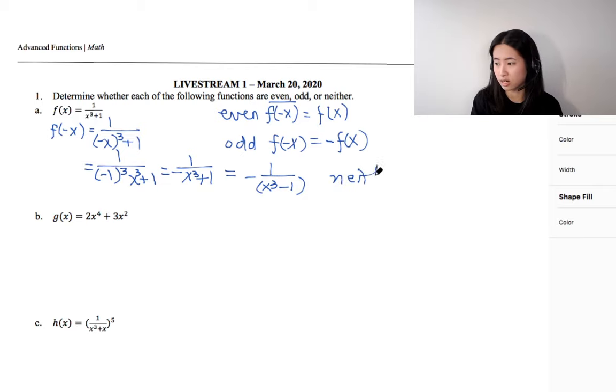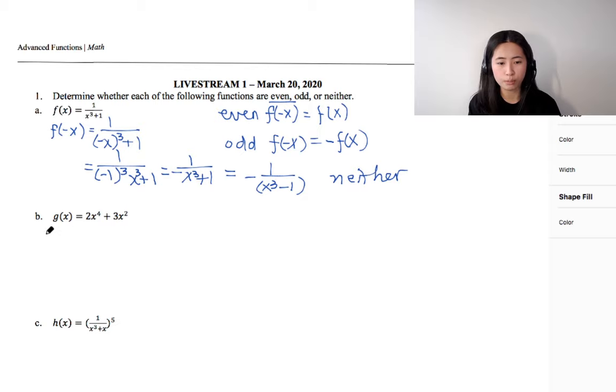And why is it neither? Well, if you look at your function, your f of x originally is 1 over x cubed plus 1. And this negative sign right here, if it's odd, that means you're going to have this negative sign outside, but you need to exactly have the same function, which is f of x. But is it the same function? No, because you have a -1 here as opposed to plus 1. That's why it's neither. Okay, hopefully that makes sense.